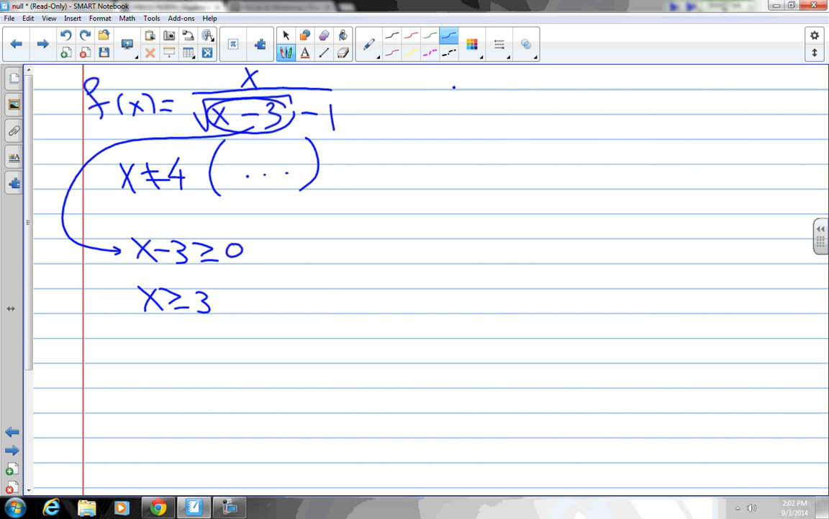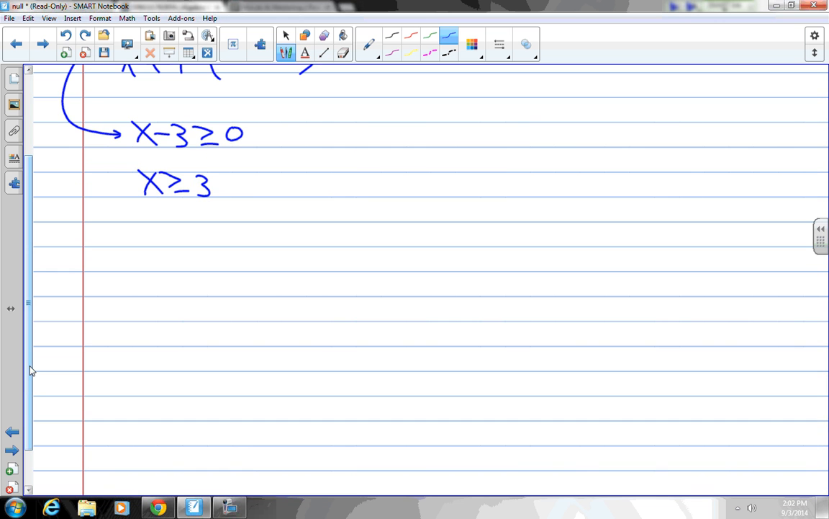Does x greater than or equal to 3 include 4? Well, is 4 in this thing? Yes, everything greater than 3 includes 4. So we have to remember to remove that 4, because 4 will cause some trouble. So the domain here would be all x such that x is greater than or equal to 3, and x is not equal to 4.